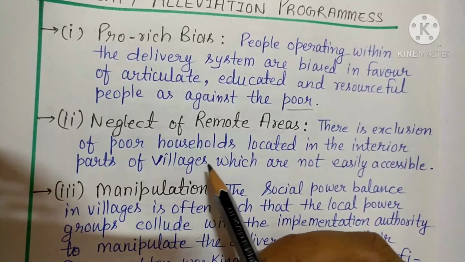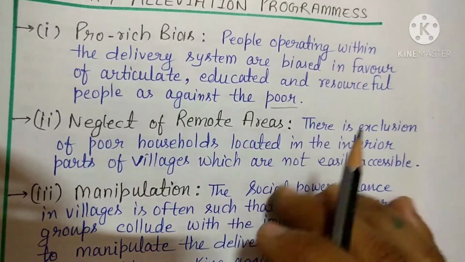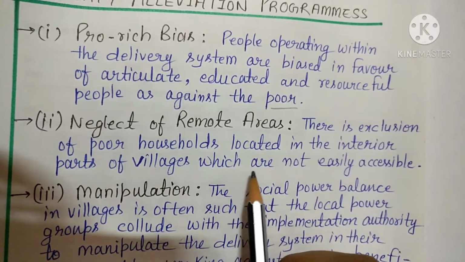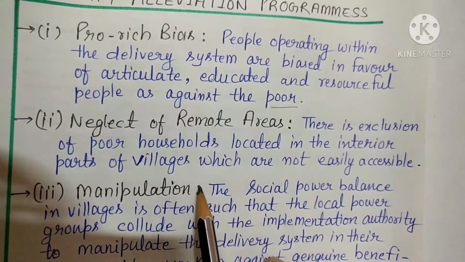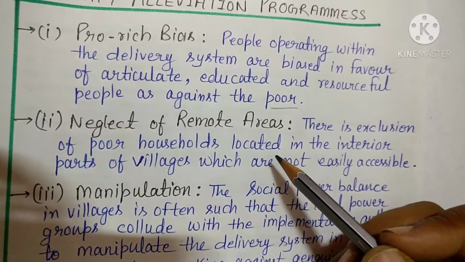Then comes neglect of remote areas. They have completely neglected the remote areas which are very deep in the villages. So there is an exclusion of poor households which are located in the interior parts of the villages, which are not easily accessible, so they have not put their hard work into them.